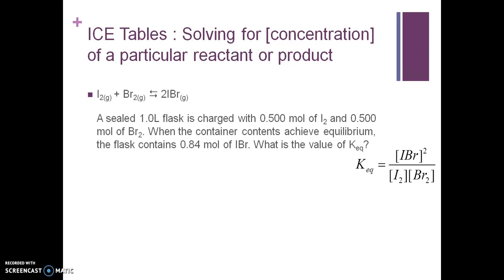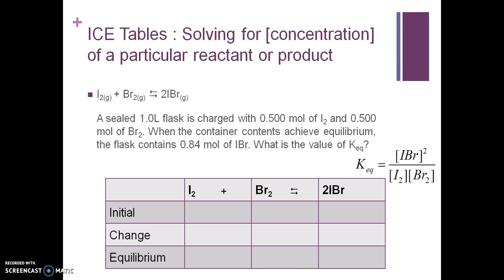Oh, sorry, my bad. First thing we need to do is write our Keq expression. So Keq is products over reactants. Iodine bromide has a 2 in front of it, so we need that squared. Alright, so after we write our equilibrium expression, now we set up our ice table. Rewrite the equation, then ICE: initial, change, equilibrium.